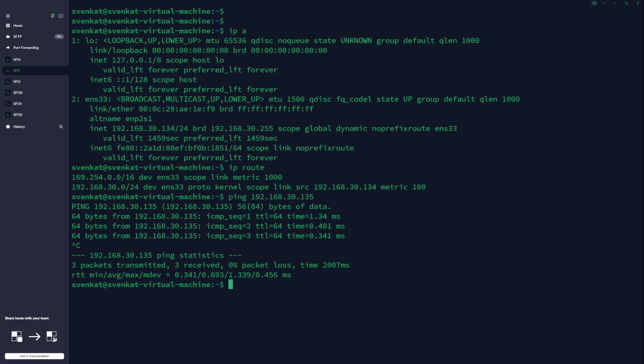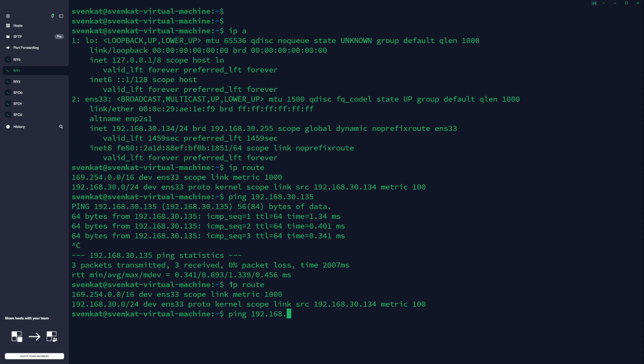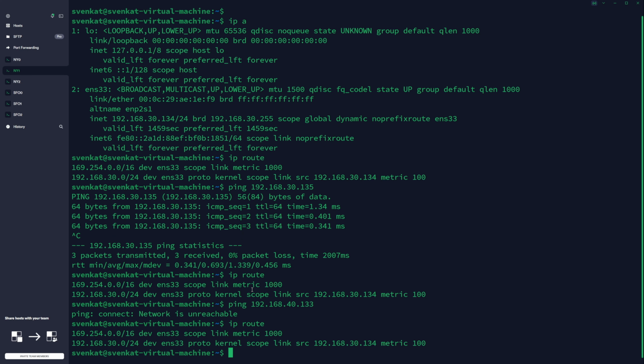But what about across the network? As we saw earlier, the route has no entries at all for San Francisco. So even if I do ping 192.168.40, say, 133, this will not work, because the networking on this computer does not even know what exactly the 192.168.40 network is at all, because there is no route for the 40 network in this computer.